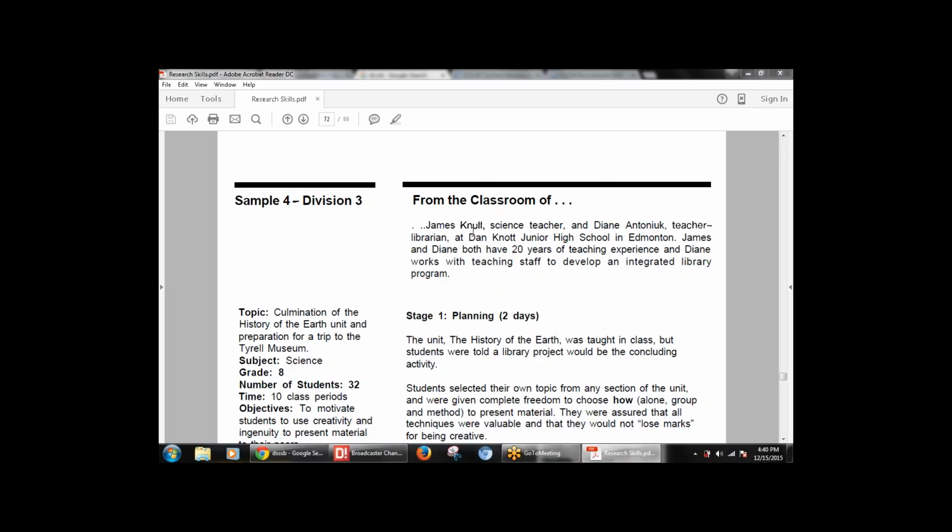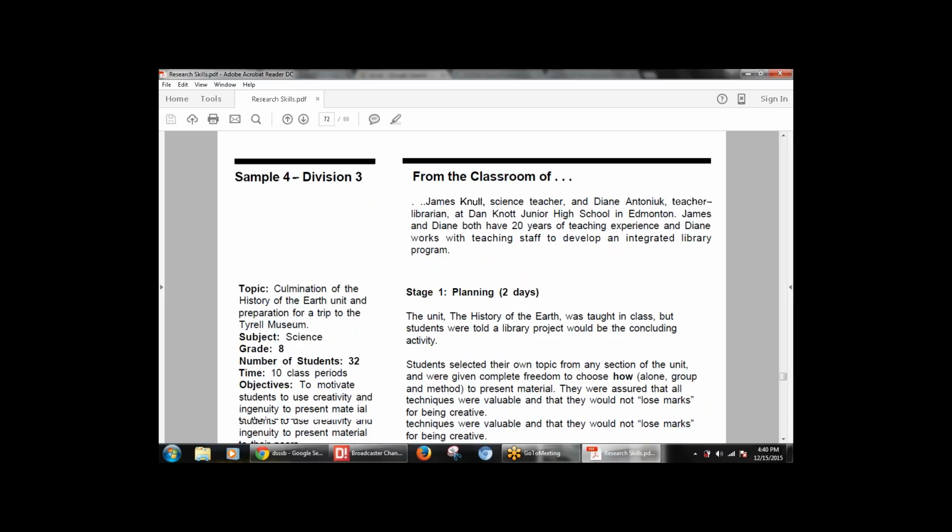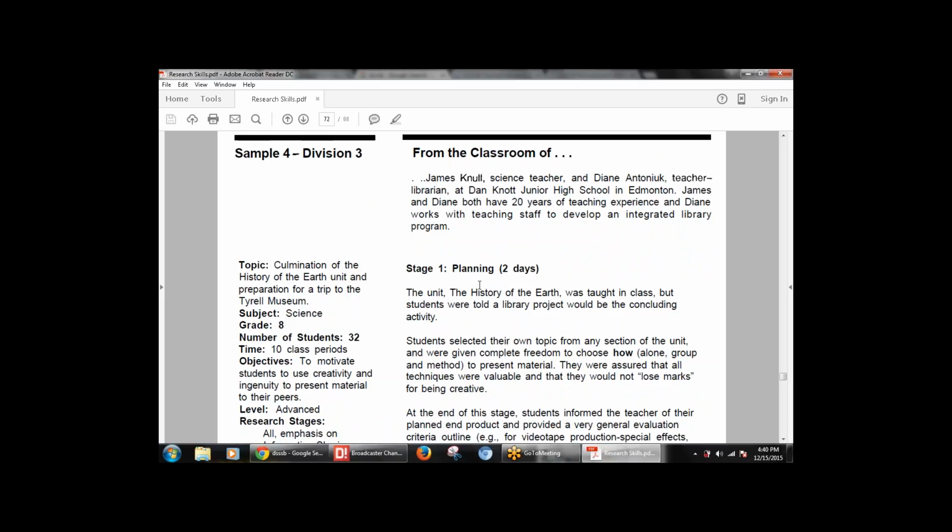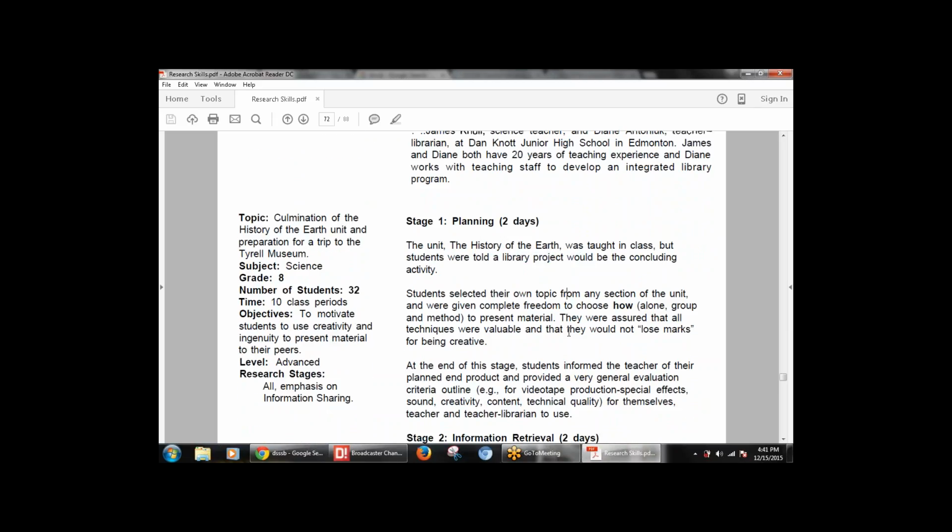Okay, all right. So this is one of the sample activities, sample number 4, division 3, from the classroom of James Newell, a science teacher, and the teacher librarian, who have 20 years of experience. There are various stages in this one. Stage number 1 is the planning, for 2 days. The unit, the history of the earth, was taught in a class, but the students were told a library project would conclude the activities.